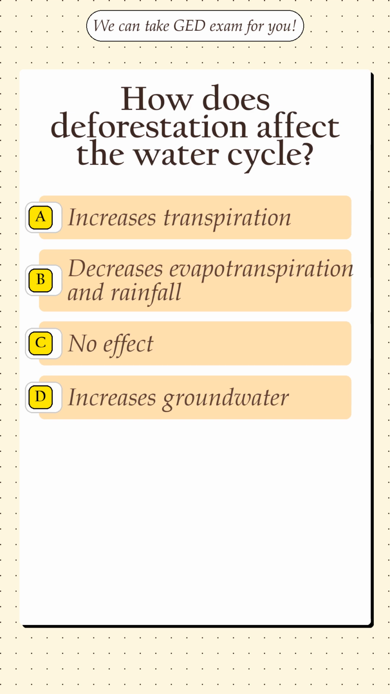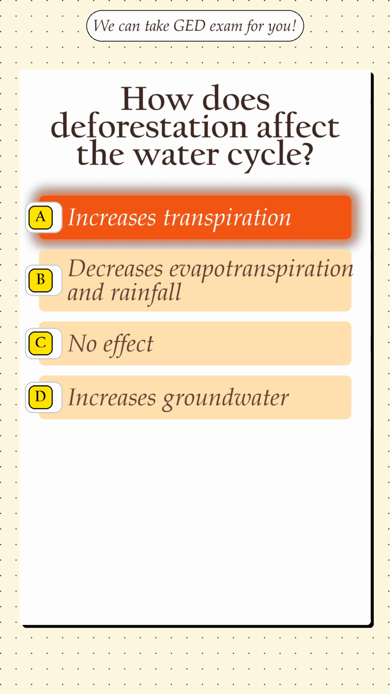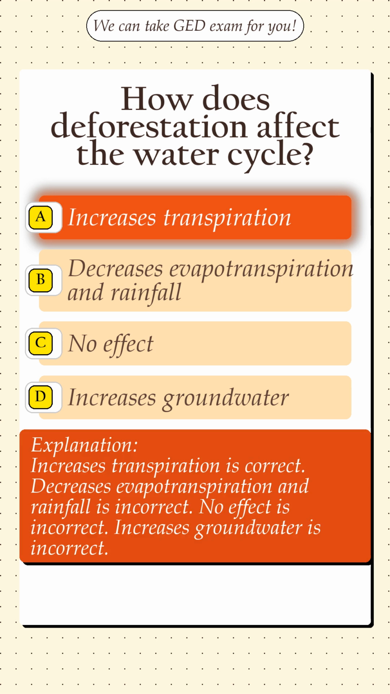Question 5. How does deforestation affect the water cycle? Option A, increases transpiration. Option B, decreases evapotranspiration and rainfall. Option C, no effect. Option D, increases groundwater. The correct answer is option A, increases transpiration. Increases transpiration is correct. Decreases evapotranspiration and rainfall is incorrect. No effect is incorrect. Increases groundwater is incorrect.